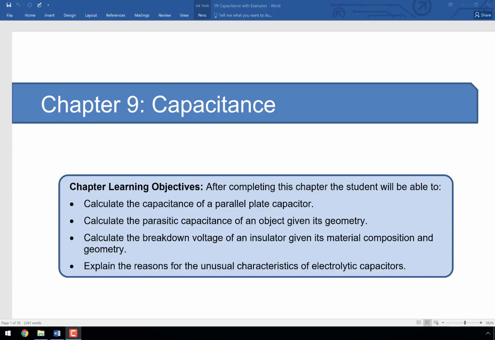Welcome to the video for Chapter 9, Capacitance. We're going to talk a lot about different types of capacitors today. We're going to talk about intentional capacitors, which are typically designed with two parallel conductive plates. We're also going to talk about unintentional or parasitic capacitances.